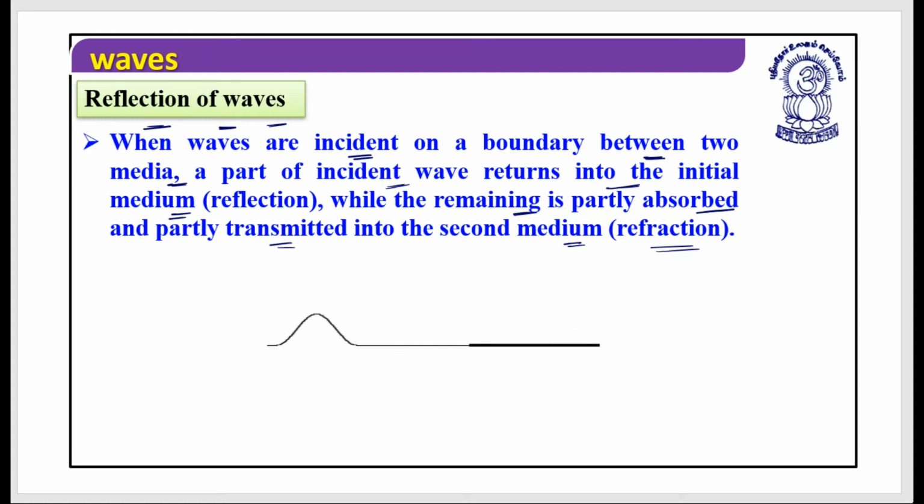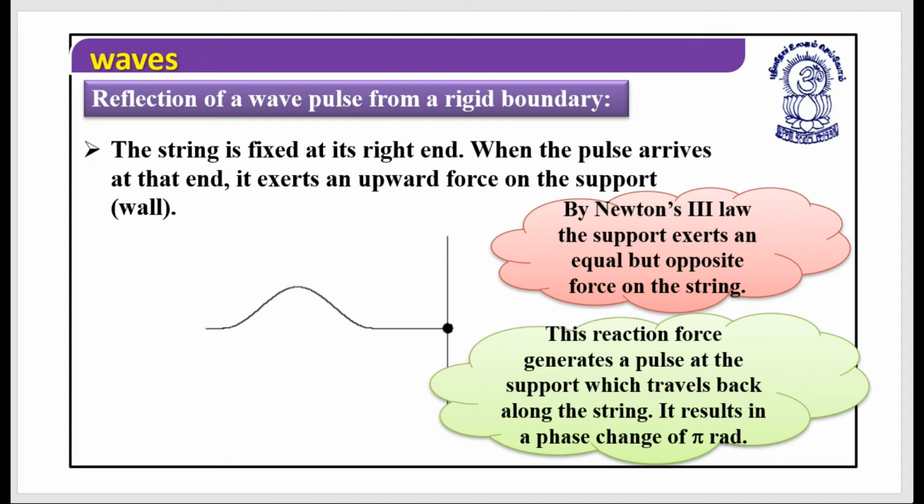As you can see, there are two different mediums. The first wire is very thin, another wire is very thick. This is the first one and this will be the second one. A certain wave is reflected back, while a certain wave is transmitted and refracted. So let's discuss the reflection of a wave pulse from a rigid boundary.